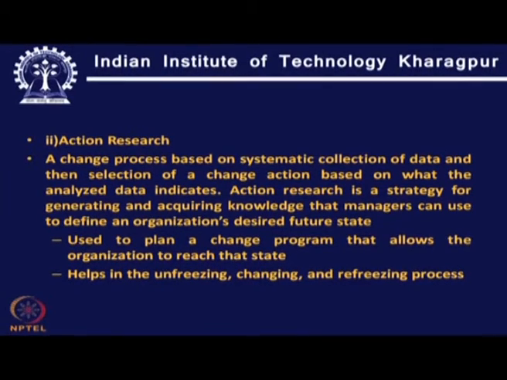It helps in unfreezing, changing and refreezing, because data is collected from the people, the information is shared with them, and their views are taken. All these things help them to get involved in the whole process, and it helps in facilitating the change and acceptance of the change.